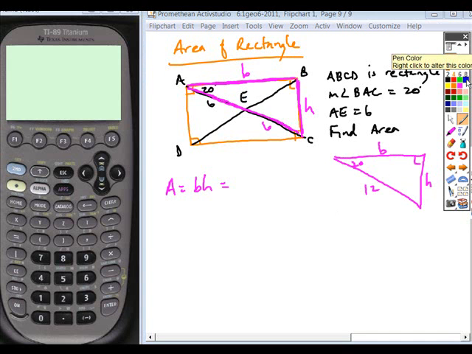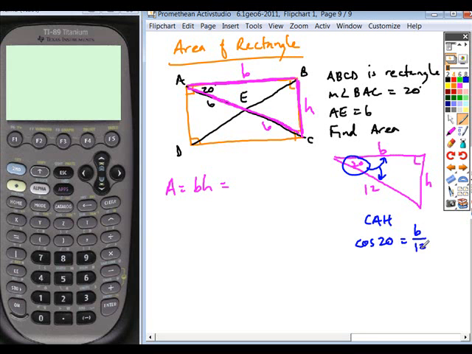Well, what we can now do is use trig ratios to find values for the b and the h. Okay, so if we want to find an expression for b, we have an angle, we have an adjacent side and a hypotenuse. Adjacent and hypotenuse is designated by which trig ratio? Cosine. So we know that the cosine of 20 degrees has to equal b over 12. Multiply both sides by 12, and that allows you to substitute in the expression 12 times the cosine of 20 for our base.